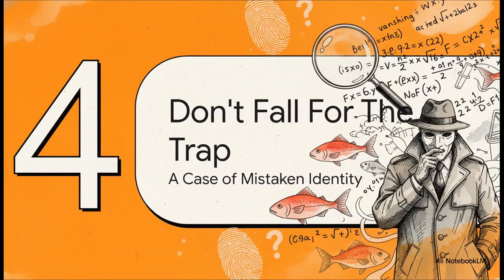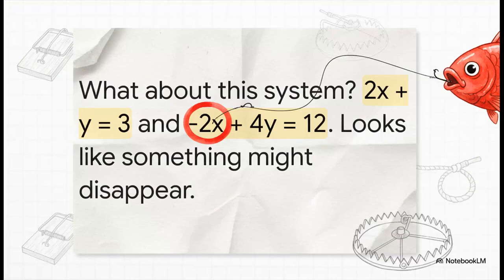Now hold on. Every good detective needs to know how to spot a red herring, and there's a very common trap that can look like a vanishing variable situation, but it's actually something completely different. Let's not fall for this case of mistaken identity. So take a look at this system. You see the 2x and the negative 2x, and they're just perfectly primed for elimination, so it kind of feels like something's about to disappear. But let's see what actually happens.